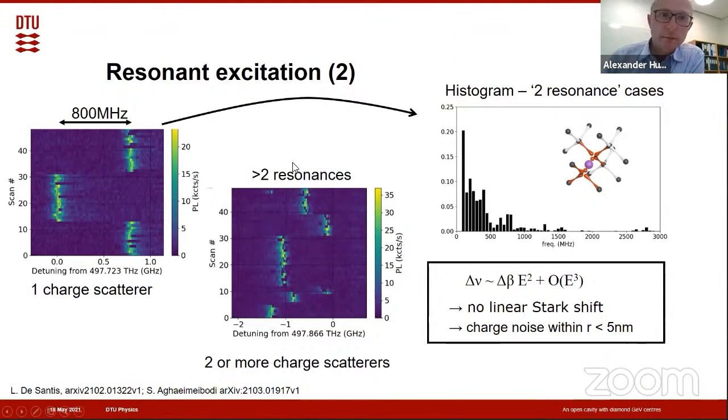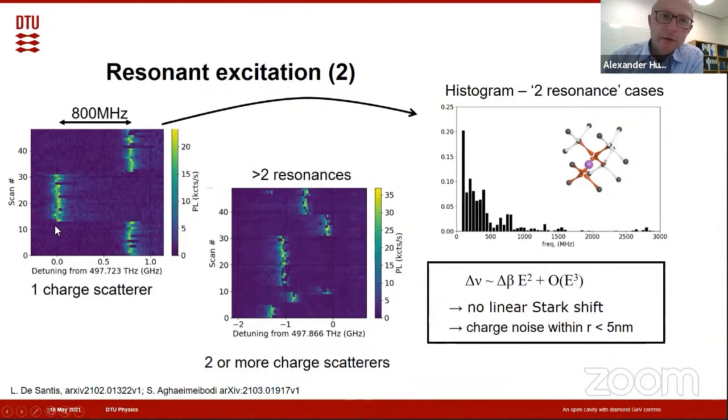Here I'm showing two examples. On the left-hand side, this is an emitter which shows what we call spectral jumping between two resonance lines. The energy difference between those is about 800 megahertz. But we also see many emitters which have a more complex spectrum. Here there are about five transitions shown.